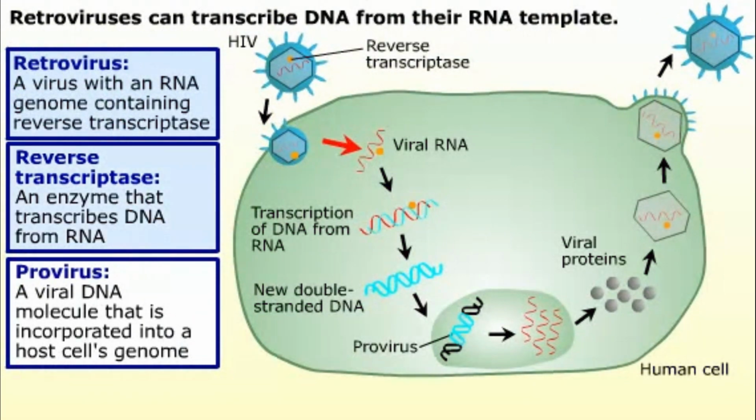HIV is the virus that causes AIDS. HIV is a retrovirus. A retrovirus has an RNA genome and contains reverse transcriptase, an enzyme that transcribes DNA from RNA. The DNA corresponding to the virus's RNA can be incorporated into the cell's DNA. This viral DNA is considered a provirus.